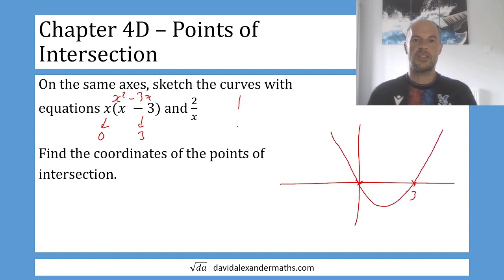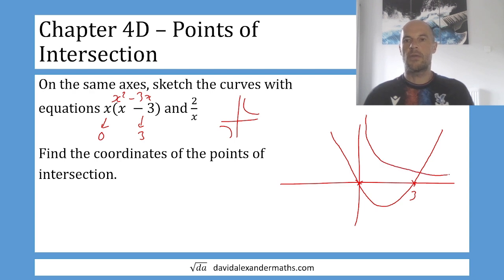Now 2 over x, well 1 over x looks like that. In fact 2 over x looks pretty similar. So there we go, and bottom left. Okay, so we can see that there is only one point of intersection. So what are the coordinates?